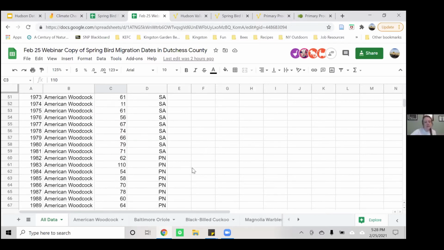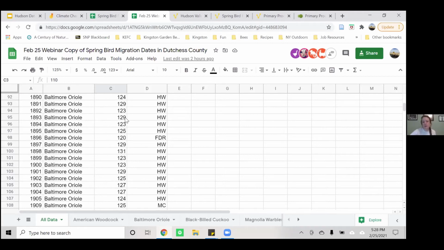And that's actually really interesting that you say that, because even though the Baltimore Oriole looks pretty consistent, it generally arrived around the 120th day of the year. There's some years that were crazy, right? Like in 1965, it came on January 2nd. Right. So that definitely leads me to believe, like, is that just an outlier?